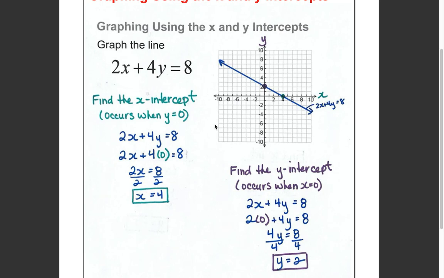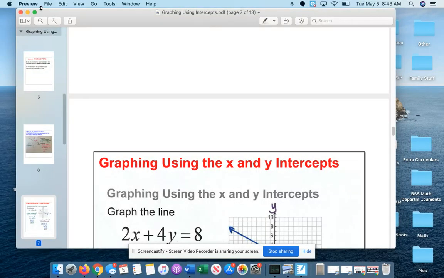Okay? So I can find my x-intercept by subbing in y equals 0, making that y term disappear and solving for x. And then I can find my y-intercept by plugging in x equals 0, making that x term disappear and solving for my y. I plot those 2 points on the grid and connect them with a nice long line to show what that line looks like.